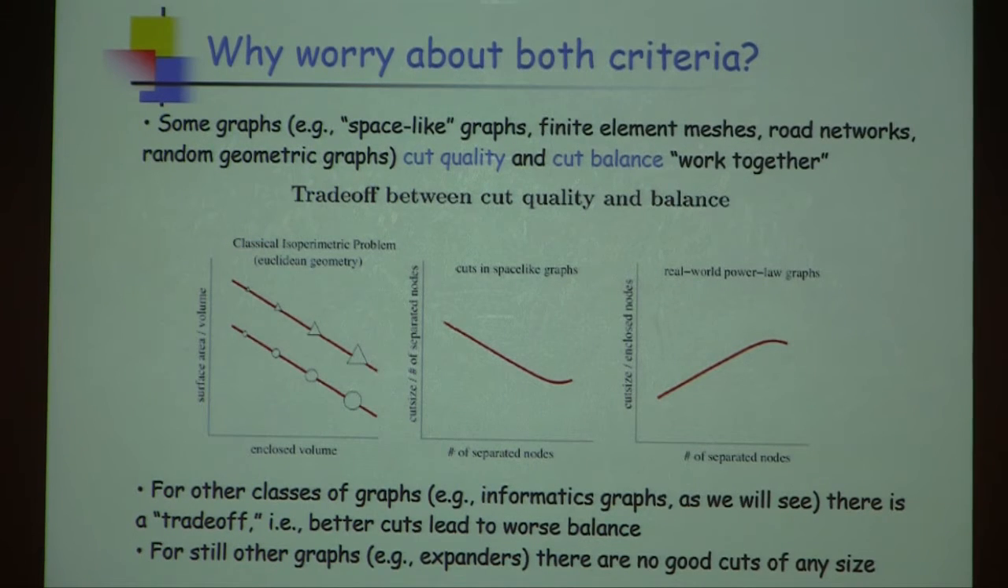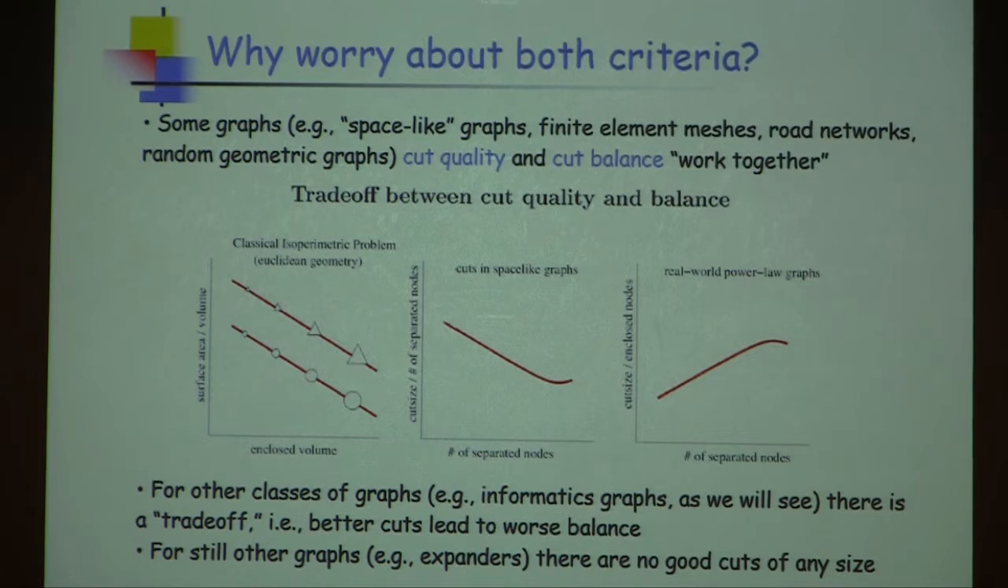If you have more stuff going on inside, that's good. So there's a ratio, and down is good. In all these plots, down will be good. And if you ask, how do cut quality and size work together? Are bigger circles better or worse than smaller circles in terms of surface area to volume?